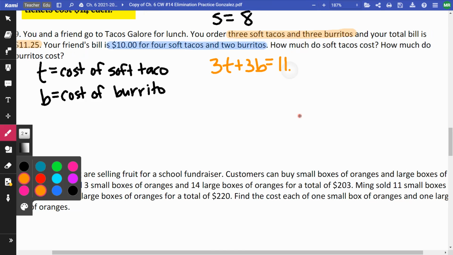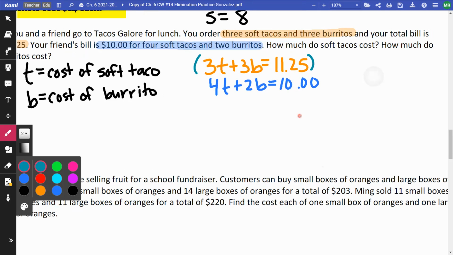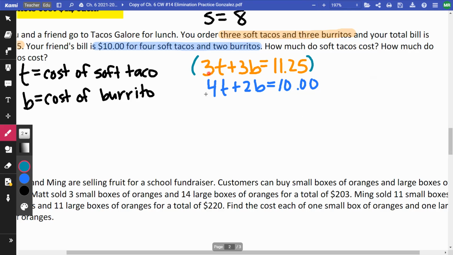Now, when I write my equation for 3 soft tacos and 3 burritos, it'll be 3T plus 3B is equal to $11.25. And 4 soft tacos plus 2 burritos is equal to $10. Now, in this case, unfortunately, I'm going to have to multiply both equations by something. So I either want to get a 12 in front of these, one positive or negative, or a 6. I think I'm going to work on the 6.